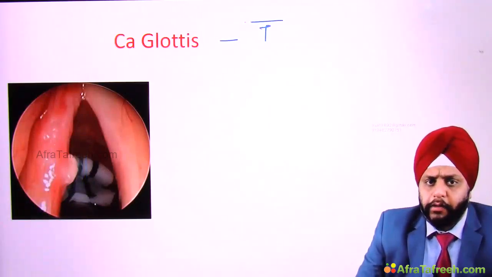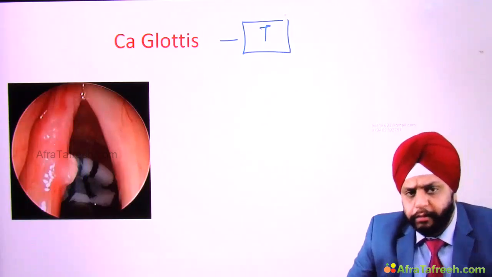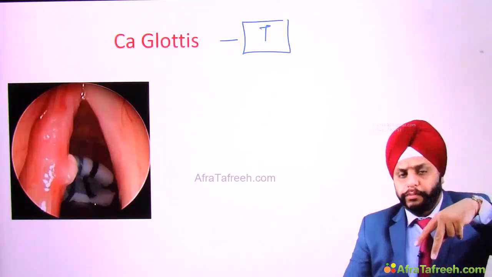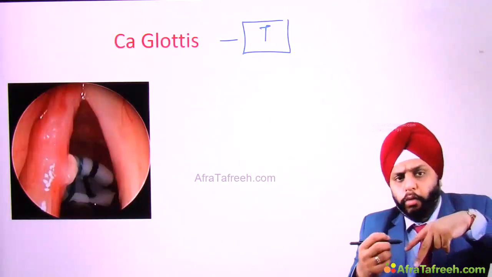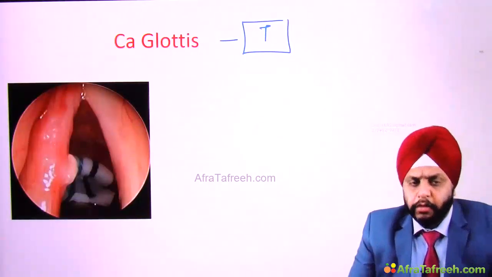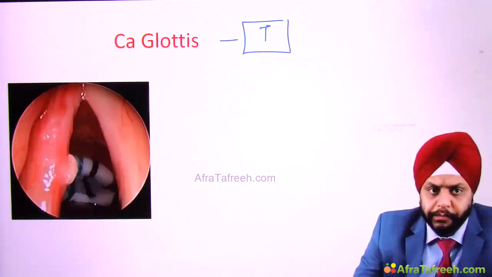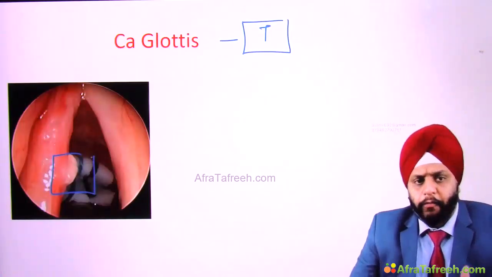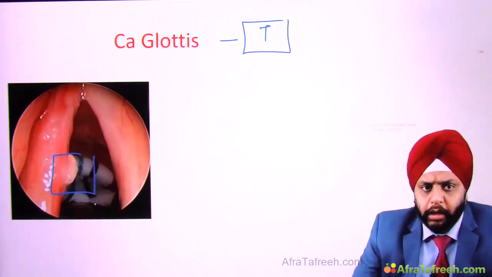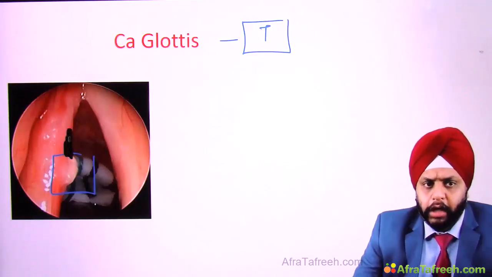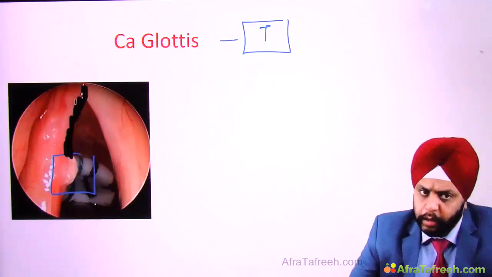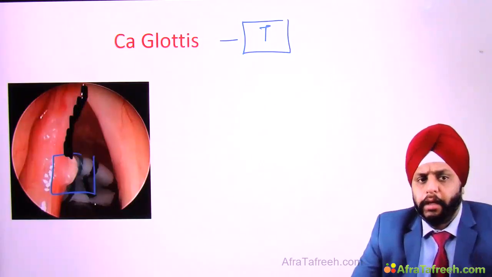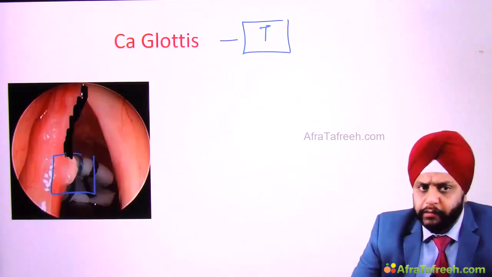Now, T staging for CA glottis, it's very easy to understand. There are two vocal folds. Okay, so on two vocal folds, there can be malignancy. So let's say the malignancy is like this on one vocal fold over here. Okay, now from here, this malignancy can grow. How can it grow? It can grow and it can involve the anterior commissure. Right? Okay, it will still be T1. So it is on one fold, it is T1.